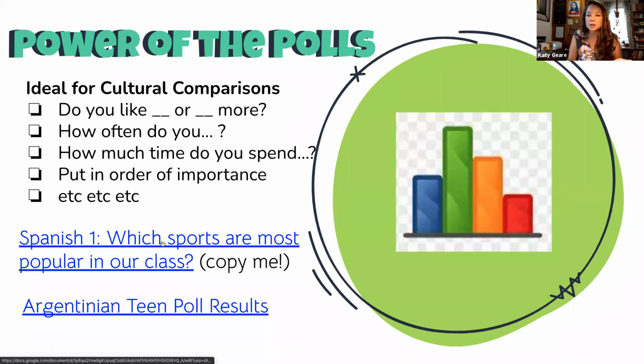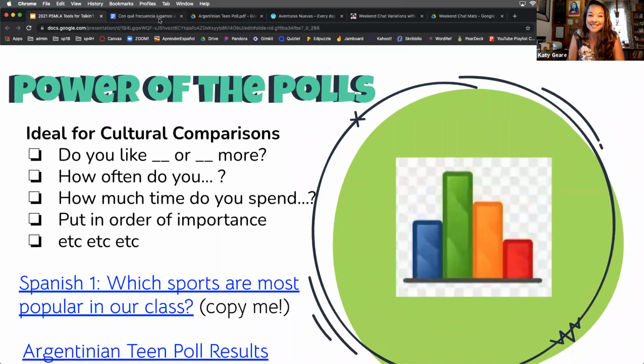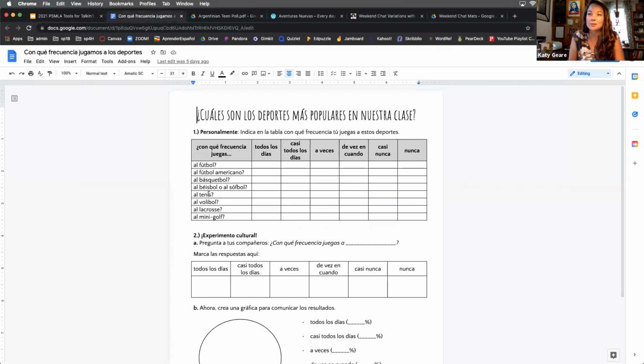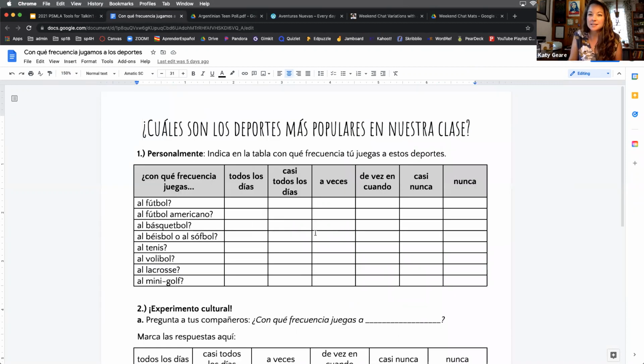So I wanted to share with you this one, which sports are most popular in our class. We actually just did this the other day, and I had a student doing this because it was teacher switch day. So actually one of our seniors led this activity with my kids. I was pretty excited about it. Prof. Talkin was very professional. But anyway, this is linked in the presentation. You're welcome to make a copy, make it your own.